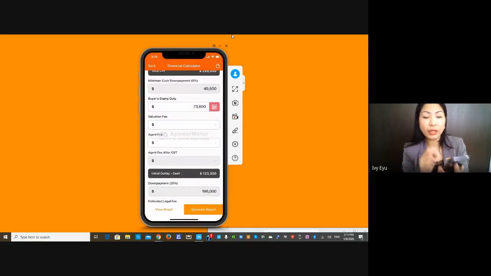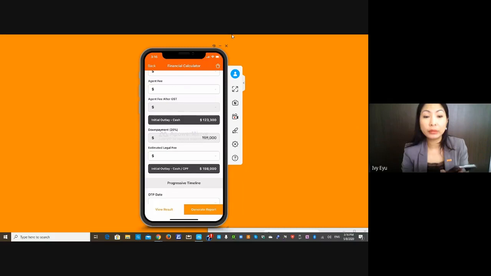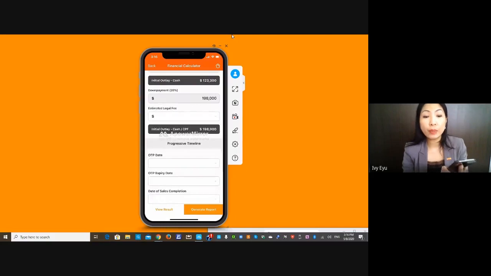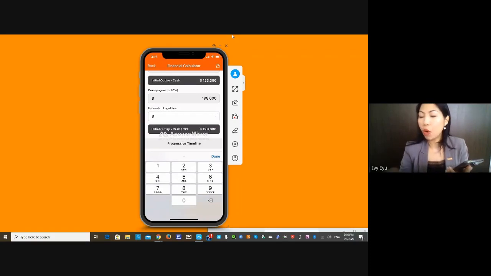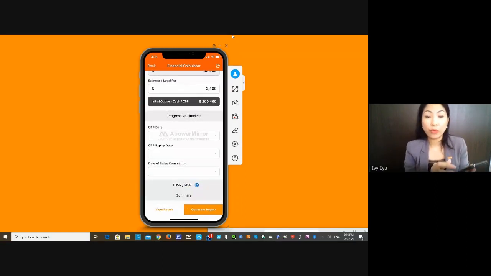Then the calculation is already there. So private property, we do not have any valuation fee, neither do we have any agent fee. We'll leave that blank. And you come up with this figure 123,300. This is the initial cash outlay that they need to prepare. And not forgetting there is a 20% down payment, 198,000. Estimated legal fees for such a purchase will be estimated about 2004. So therefore, we can see in this initial cash outlay, where they can use CPF for the 20%. In total, they will need to prepare about 20,400.